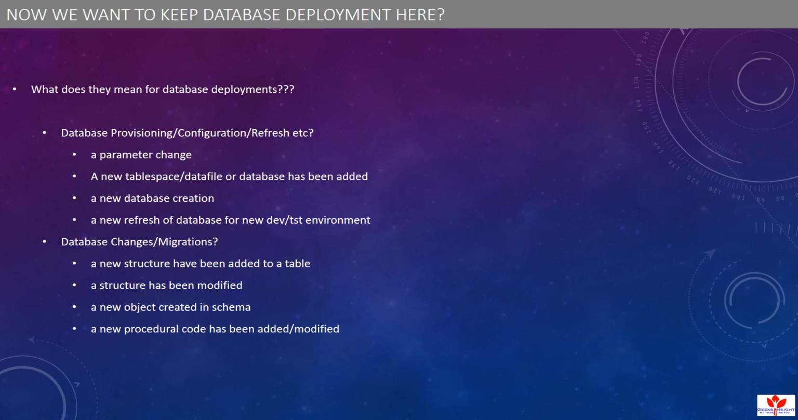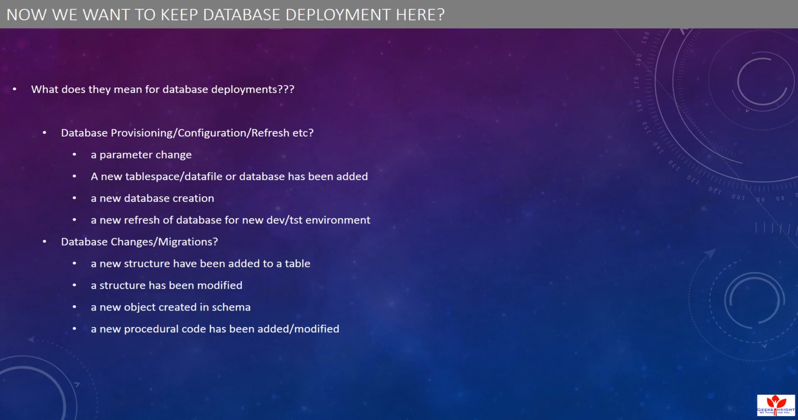Now we want to keep the databases in this pipeline model. How can we do that? If we are talking about database deployments, it can be two things: either database provisioning, configuration or refreshing, or database changes or migrations. Database provisioning or configuration can be a parameter change, a new database creation, a new refresh, or a new tablespace, or something else.